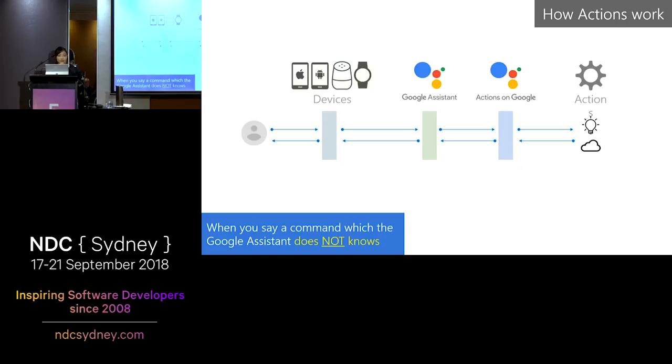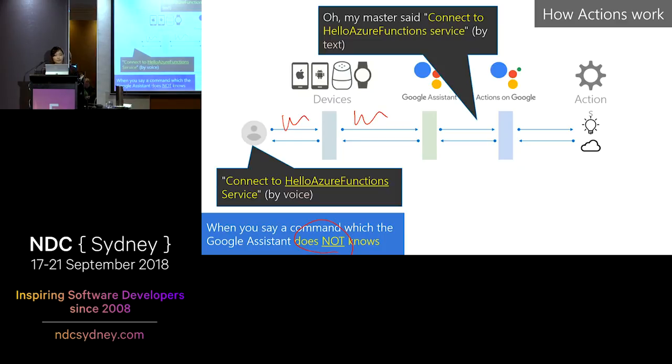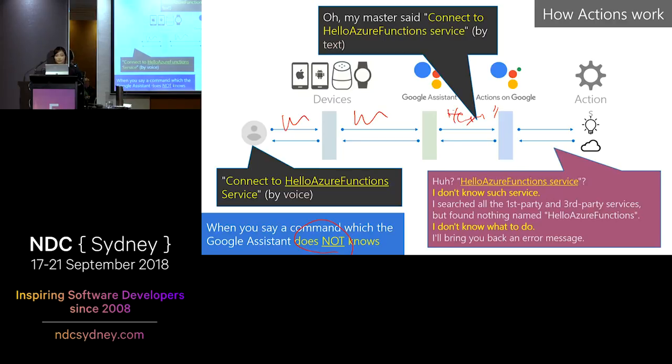On the other hand, what's going on when you say a command which the Google Assistant does not know? When you say connect to Hello Azure Functions service, the voice data is sent to the Google Assistant and Actions on Google, and it turns it into text. But it gets confused: I don't know such a service. I searched all first-party and third-party services, but found nothing named Hello Azure Functions. So I don't know what to do, I'll bring back an error message. And finally, the device says, I don't know what to do.